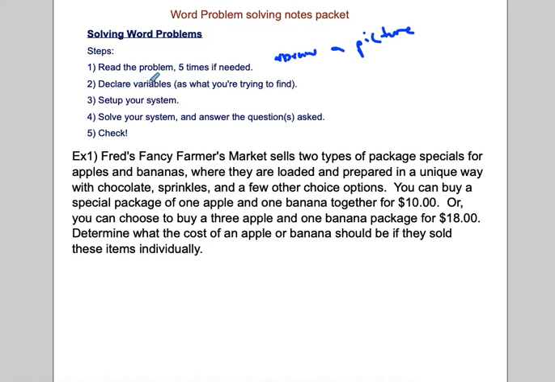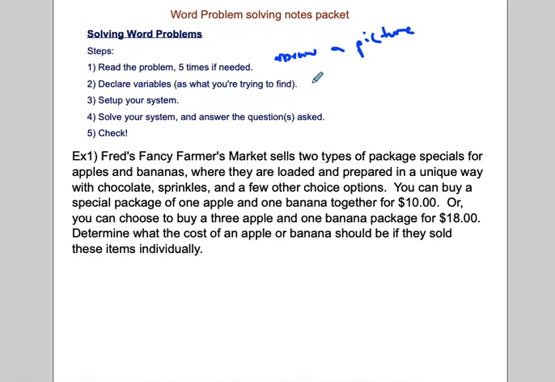Step 2. So this is something that hopefully you worked on before, and if not, we can work on it a little bit in class as well. And I'll talk about in this video is declaring your variables. There's kind of 2 things that I always say when you declare variables. The first thing is to declare variables as what you're trying to find. Like if I ask you for the cost of an apple or the cost of a banana, you shouldn't let X be how many bananas you bought, right? So declare your variable as what you're trying to find specifically, and you have to be specific.